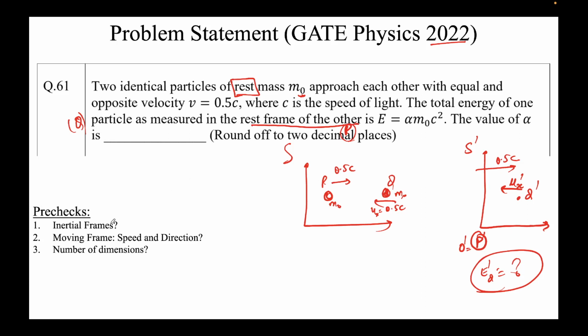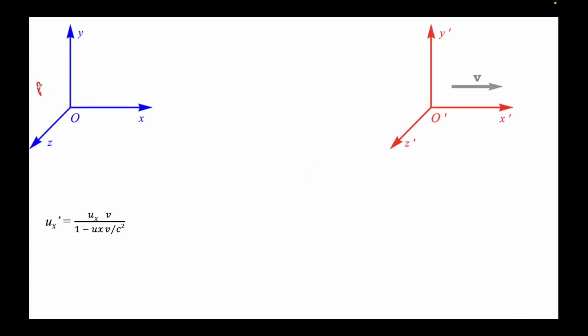As always, before solving the problem, we check whether the frames are inertial. S was the rest frame, so S is inertial. S prime is moving at constant velocity 0.5c, so this is also inertial. The speed of S prime, the frame of the first particle P, is 0.5c, and I have taken the direction to be positive x. Number of dimensions: the question is silent, and the problem can be solved in one dimension, which I am taking to be the x axis. So we just need to find EQ prime. Quickly, this is the rest frame, and this is the P prime frame.